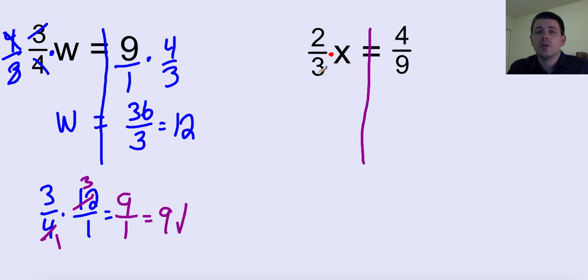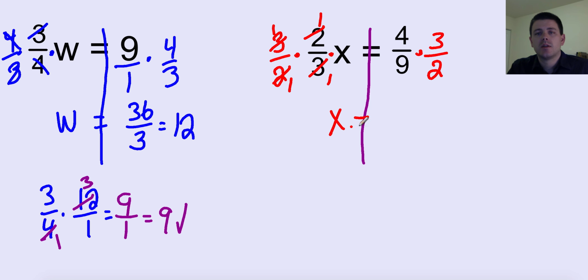But if you remember, we don't divide by fractions. Instead, we multiply by the reciprocal. The reciprocal of 2/3 is 3/2. So we multiply both sides by 3/2, multiply by the reciprocal. Our 3's cancel out and become 1's. Our 2's cancel out and become 1's. So we're just left with 1x or x.